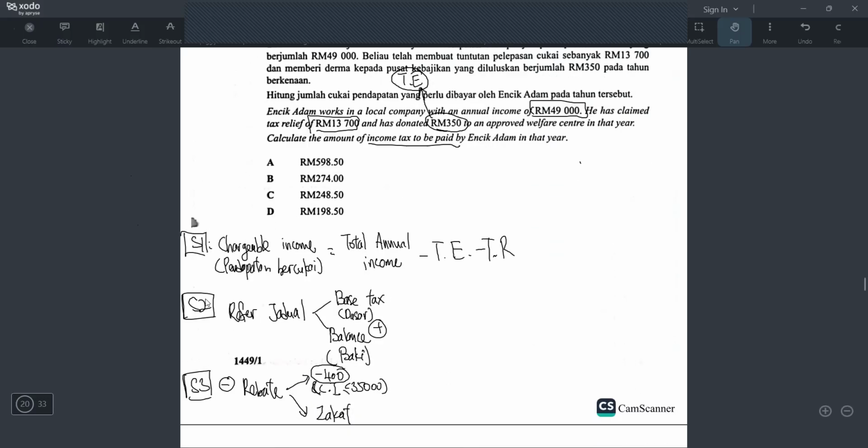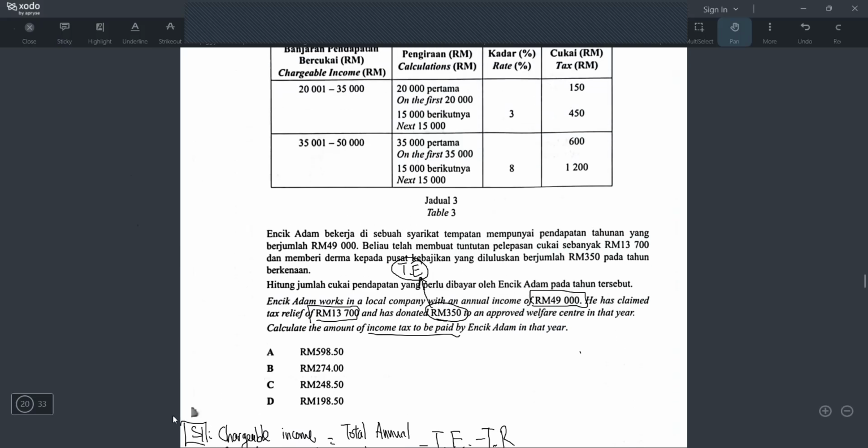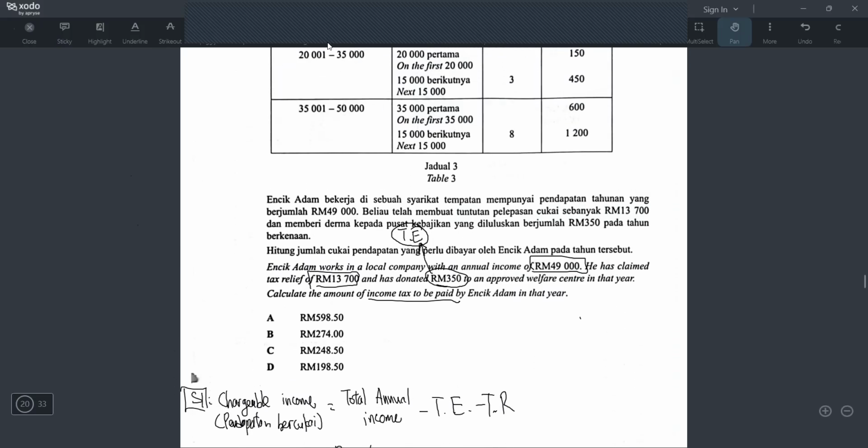So now that you understand this already, now we can start to find our income tax. So what is the first step? Taking your total annual income, which is 49,000, minus with tax exemption 350, minus with tax relief 13700. The reason I minus all this is because I want to get my chargeable income, right? So let's minus and see what I get. Okay, let me press calculator. Okay, my calculator give me 34950. Obviously, this is not the answer. This is just the chargeable income ataupun dalam bahasa Melayu, pendapatan bercukai.